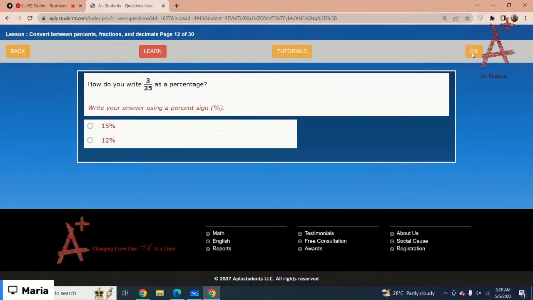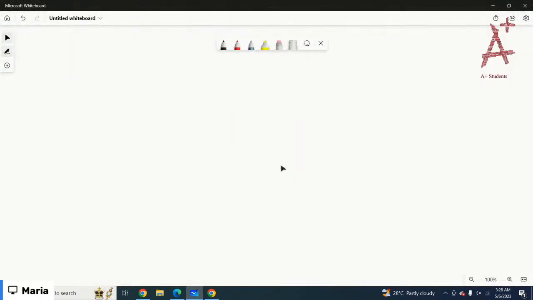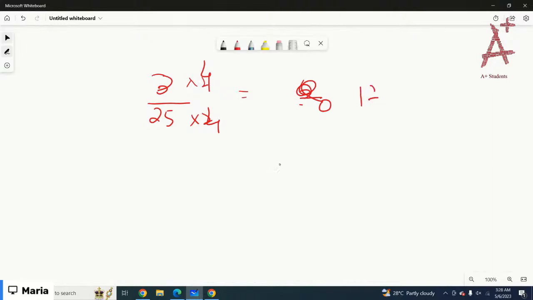Okay, how do you write 3 by 25 as a percentage? It would be 3 over 25. So just make the denominator equal to 100. 25 times 4 makes 100. So it would be 4 times 3, that would be 12. So it would be 12 over 100. That means it equals 12%. Got it? The correct option is 12%.